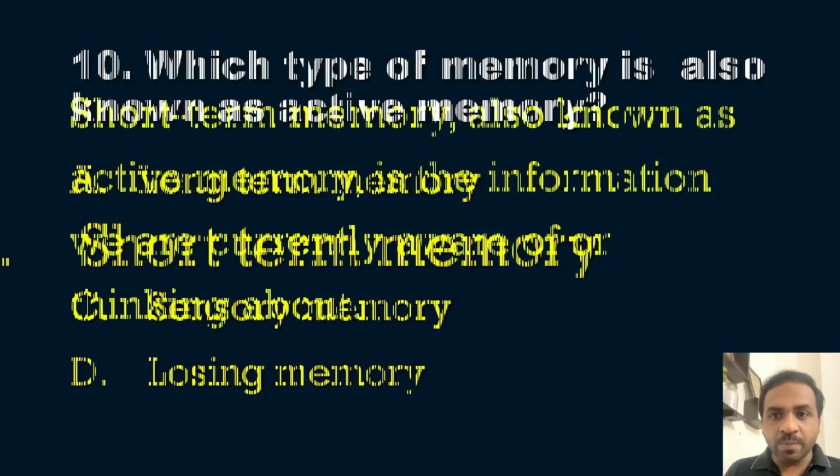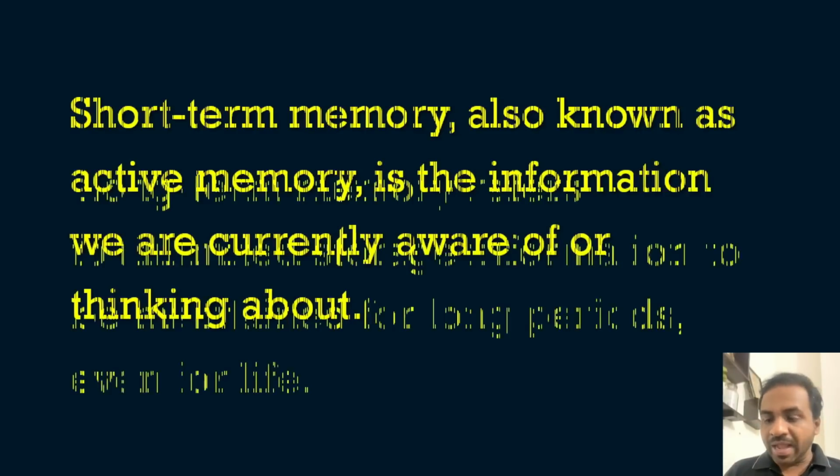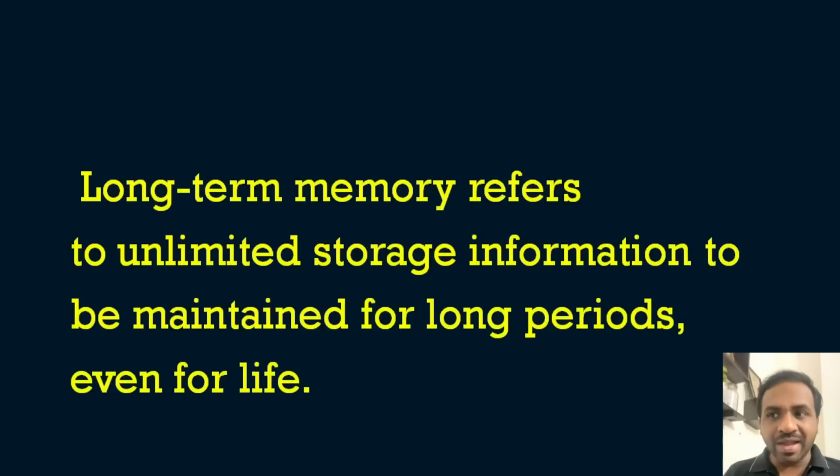What is short-term memory? Short-term memory, also known as active memory, is the information we are currently aware of or thinking about. So what we are currently aware of or thinking about, those memories are known as short-term memory. Long-term memory, on the other hand, refers to the unlimited storage of information to be maintained for long periods or even for life. That is long-term memory.